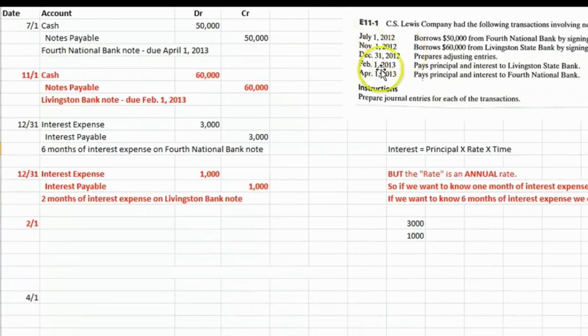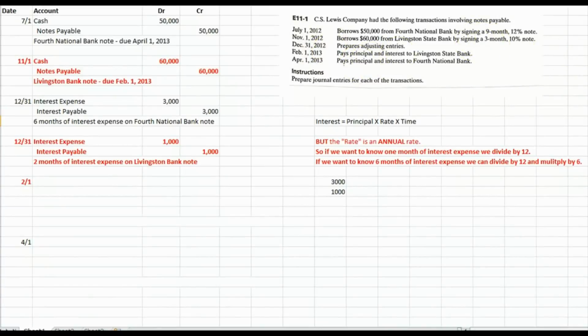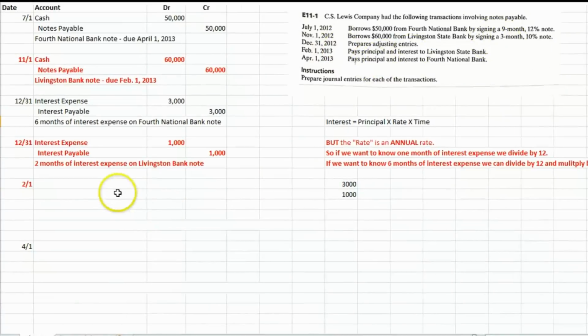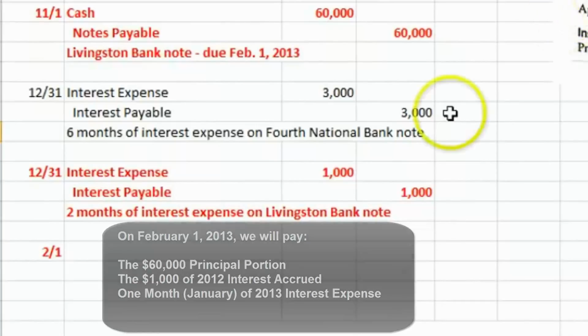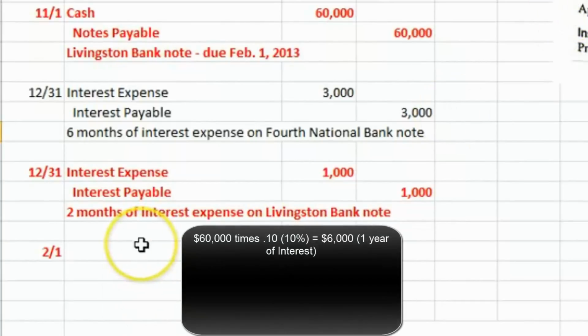Okay, and then on February 1st, we're going to pay the principal and interest to Livingston Bank. In other words, we're going to pay off the note that we have in red font here. So we're going to pay off that principal balance of $60,000. We're going to have to pay off that interest payable that was due of $1,000, and we also have to book 1 month's worth of interest expense for 2013 because we haven't booked January's interest expense yet.